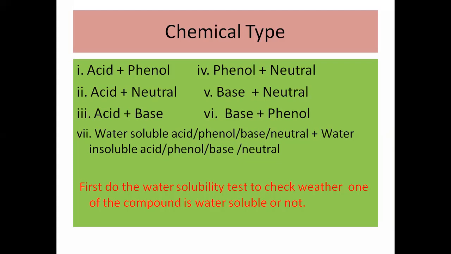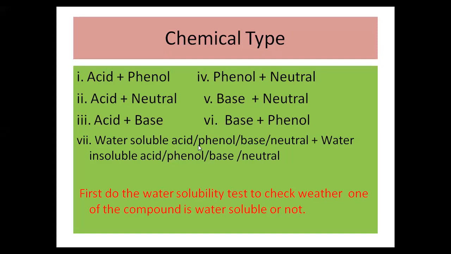So acid plus phenol, you have the binary mixtures, a mixture of two compounds. So acid plus phenol, acid plus neutral, acid plus base, then phenol and neutral, base and neutral, base and phenol. And one more is there, that is water soluble acid or phenol or base or neutral, plus water insoluble acid or phenol or base or neutral.